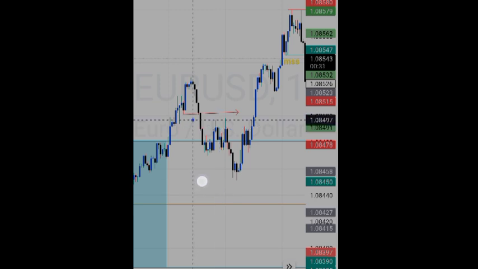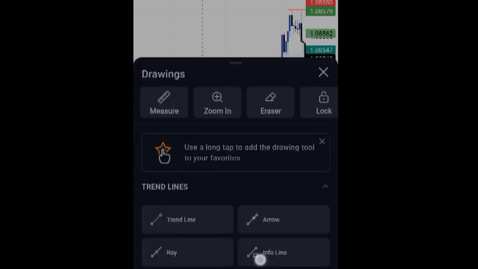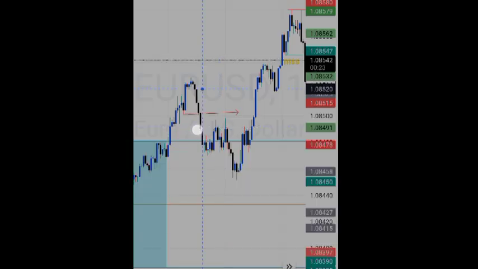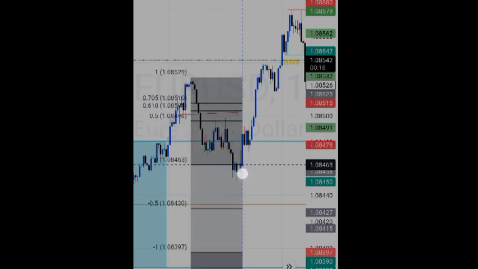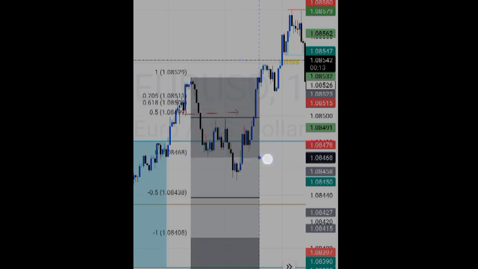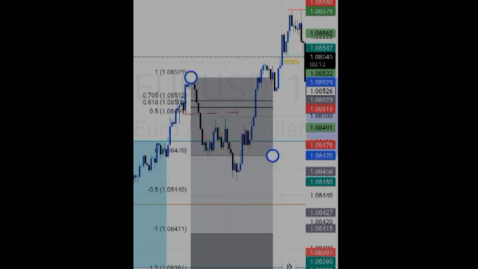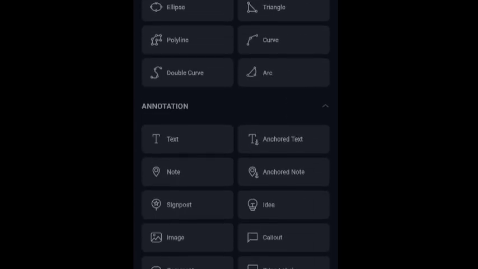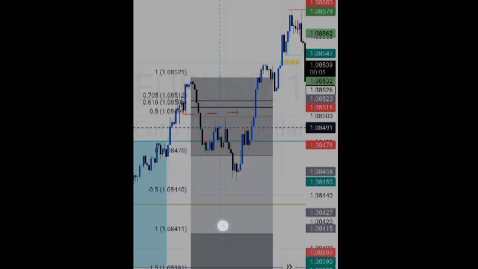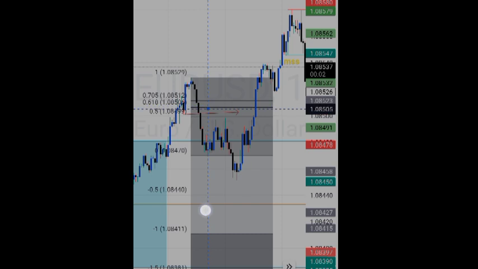For the short entry, I took my fib first of all and marked the 50% region of the displacement. So from here, from the head down to when it started retracing. Let's see. Yes. Then pick the short. Exactly. It's exactly at 50%.